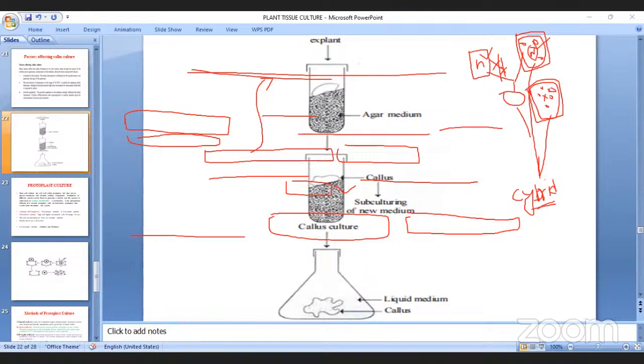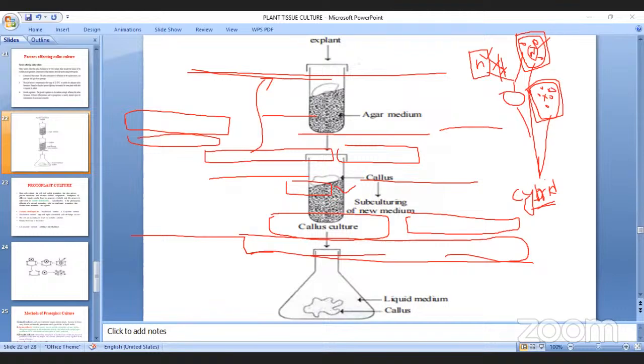This mechanical method is utilized for only some cells. Some cells means they should have proper characters. The cell should be large and highly vacuolated, with storage tissues. Only this type of cells we can utilize for mechanical isolation.